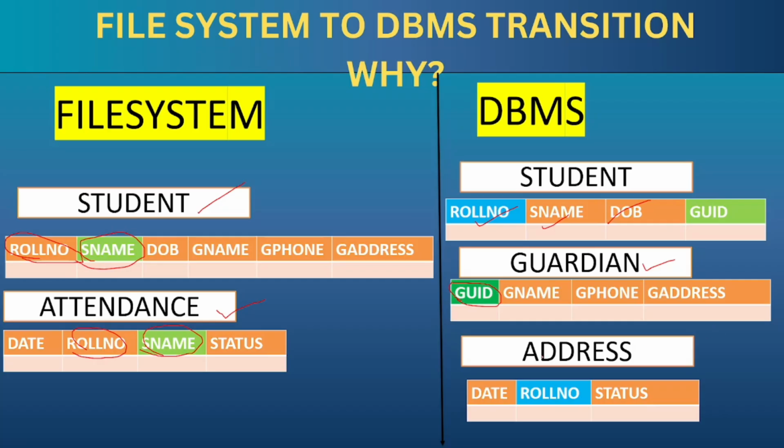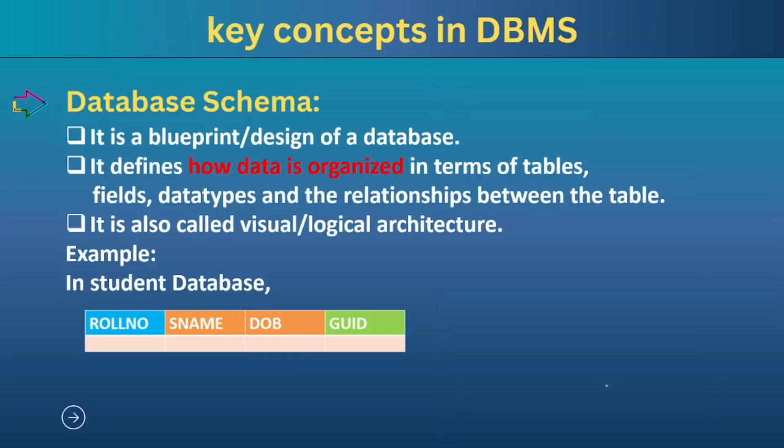The next one is attendance. What is in the attendance? The date, roll number and status. Here I am avoiding the student name. So this is the transition: you can avoid the duplication and repetition, and you can maintain data integrity too, because everything is linked. One unique column links to each table. So this is the transition from file system to DBMS.